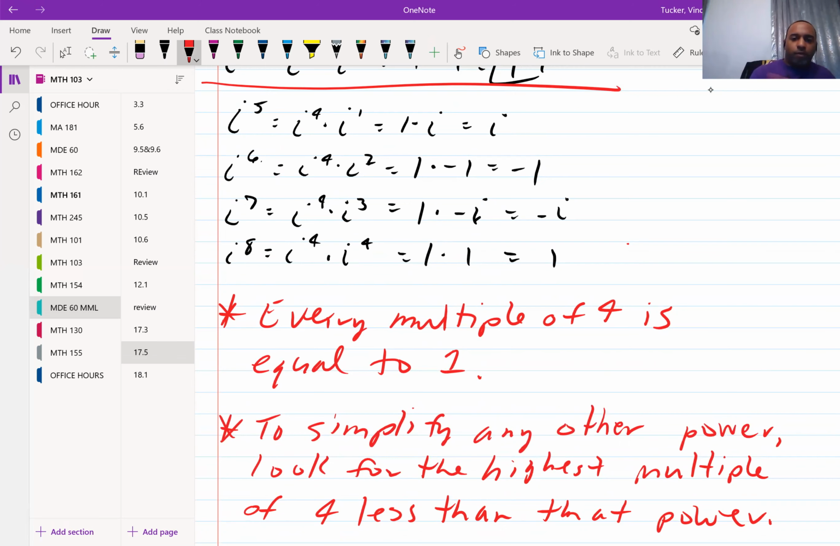So every multiple of 4 is equal to 1. I mentioned that. But to simplify any other power, you look for the highest multiple of 4 that's less than the power in question. So I'll show you that in a second. Just give you a chance to write.